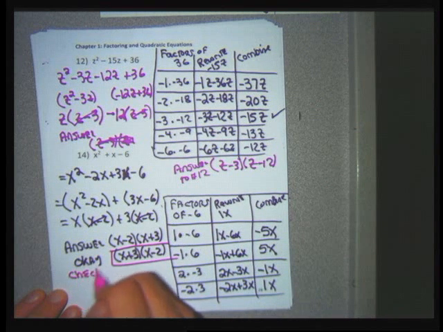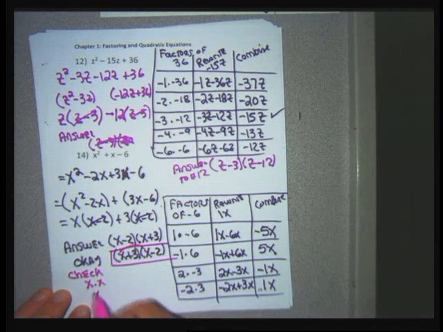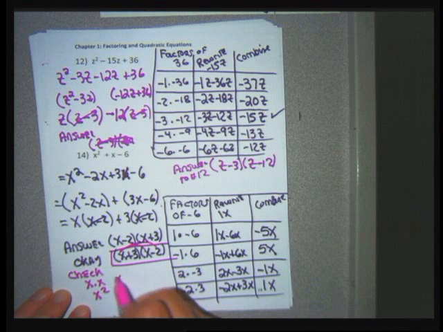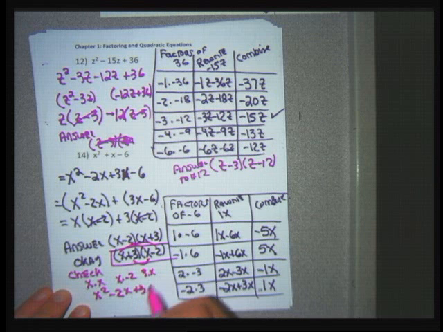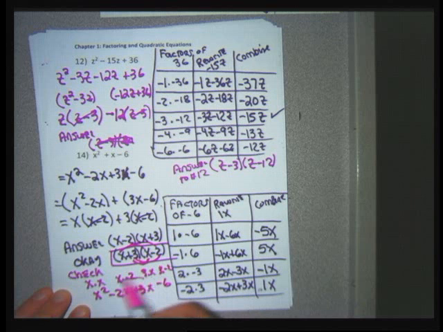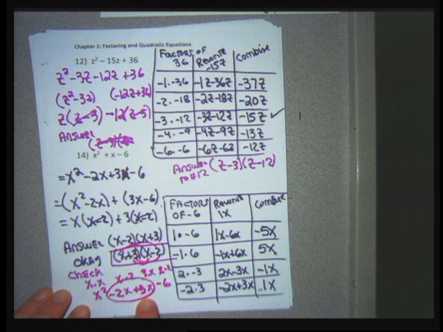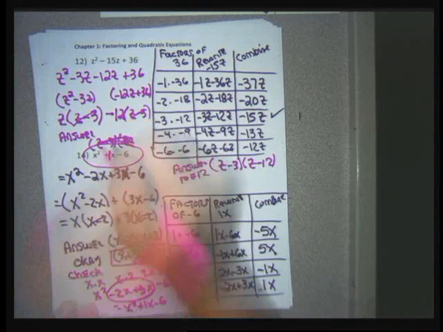To check, I need to FOIL. My firsts are x times x, which is x squared. My outers are x times minus 2, which is a minus 2x. My inners are 3 times x, which is a plus 3x. And my lasts are 3 times minus 2, which is a minus 6. These terms combine to be a minus 2x and a positive 3x. The numbers have different signs, and I'm going to subtract the numbers and take the sign of the larger. And I'm going to get x squared plus 1x minus 6. And that's the same as x squared plus x minus 6 because there's an implied one here.